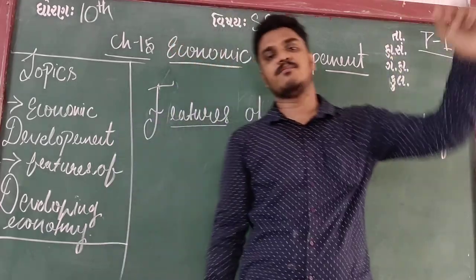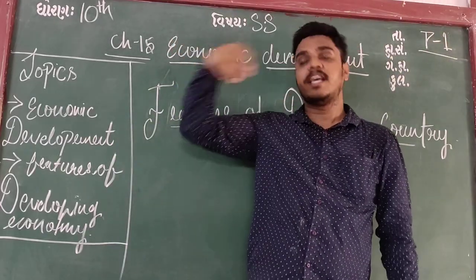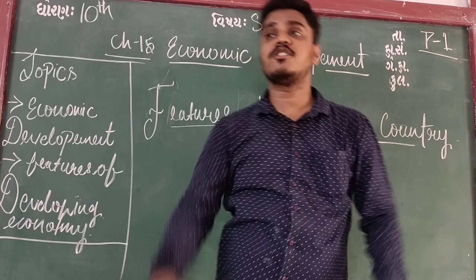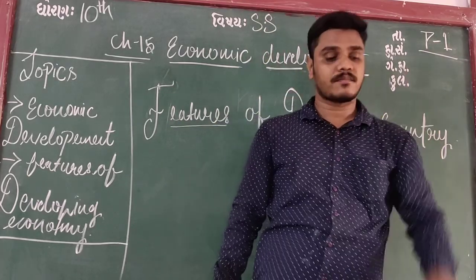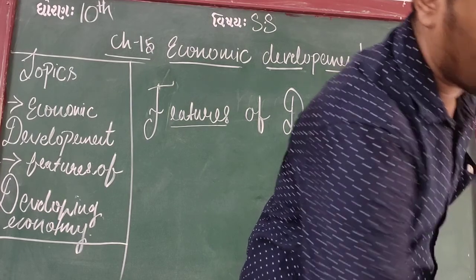Because of this, he earns more and more. He becomes richer and richer, and the middle class remains middle class, because the earning source is constant. Now, unemployment.